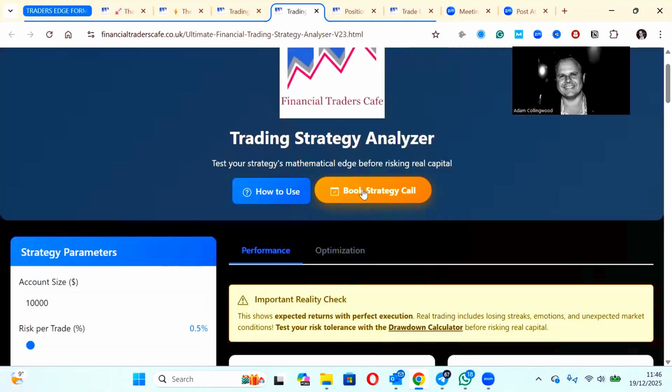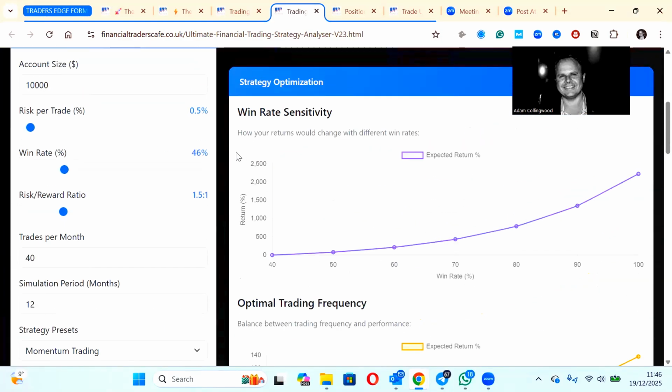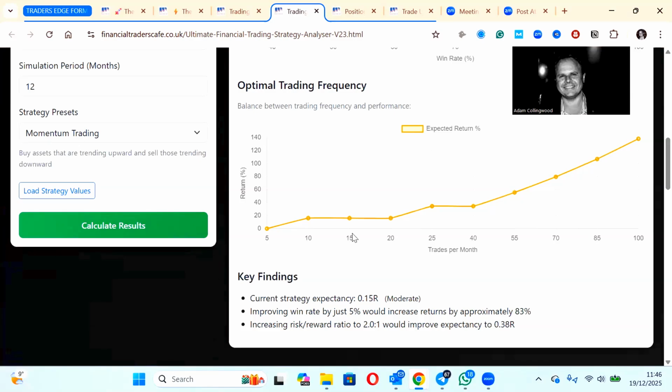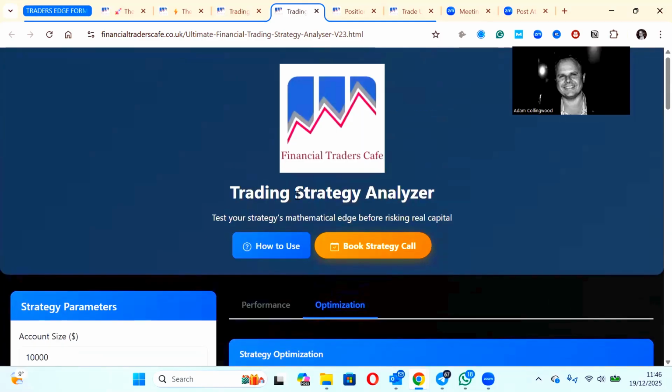So then we go back to calculate. And then in here, we can look at how you can optimize it. So with this, on the left-hand side, vertical, you've got the return, and horizontal, you've got the win rate. So if you increase your win rate to 60%, then you can see the return would increase on that. So you can run all sorts of analysis on this, and these are the key findings built into it as well. All right. So that's the analyzer.